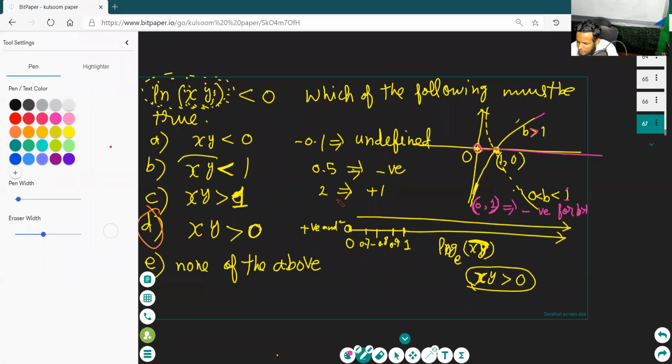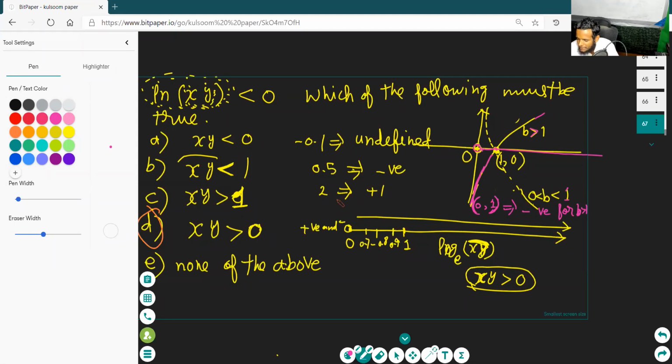See the graph. There are two graphs. This dotted graph is for base between 0 and 1. This graph is for base greater than 1. The graph has two behaviors. This part is negative. We get this negative part when our x is between 0 and 1. When we put x any value between 0 and 1, then we get the negative answer.